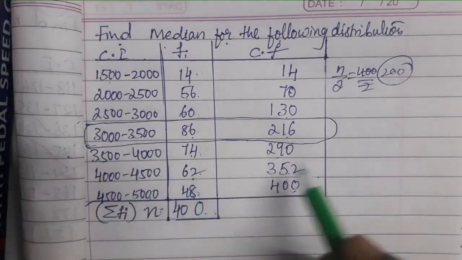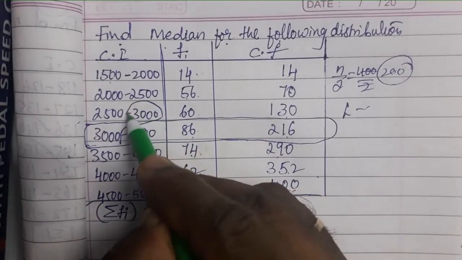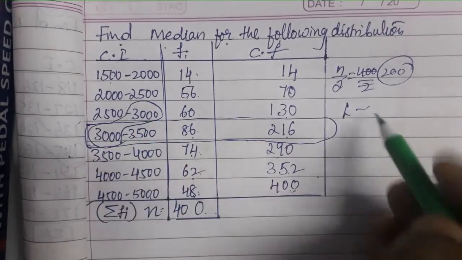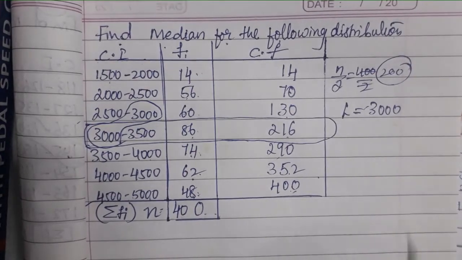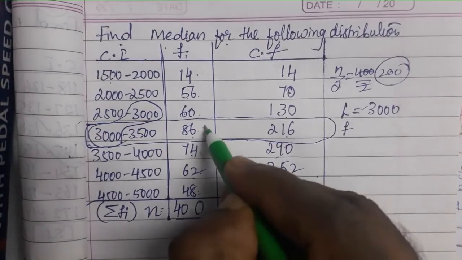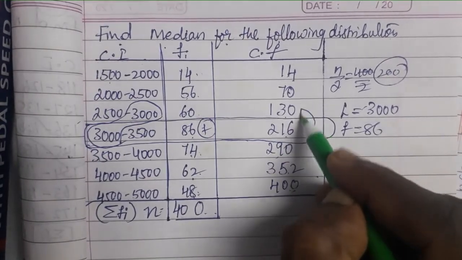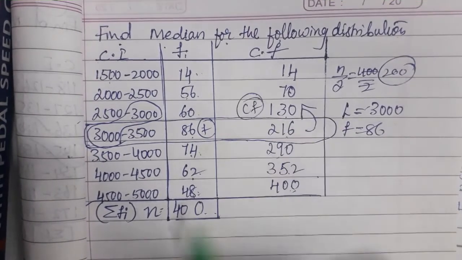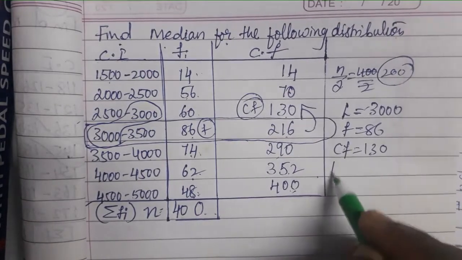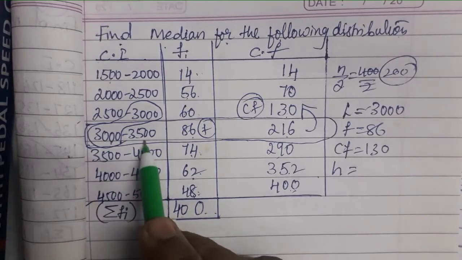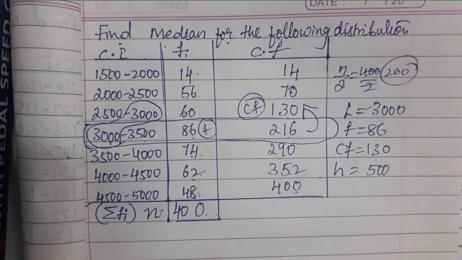As usual, first we will collect L. You can notice here 3000. Upper limit and lower limit is same, so no need of taking midpoint. Straight away 3000 you can select for L. That is the lower limit. Next, f. f is here 86. Next, CF. CF is preceding, so this is 130. CF is equal to 130. Next, h. 3000 to 3500, h is 500. The size of class interval is 500.